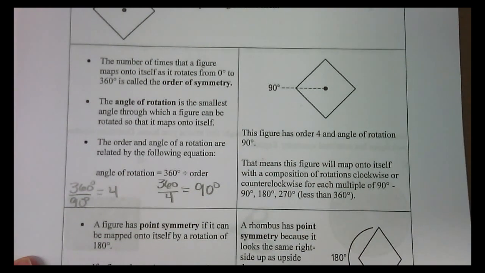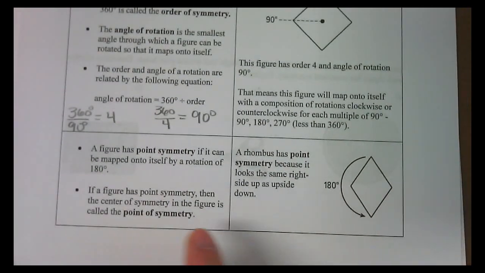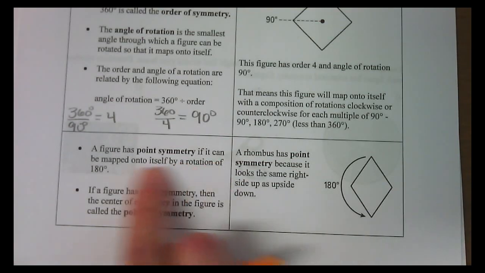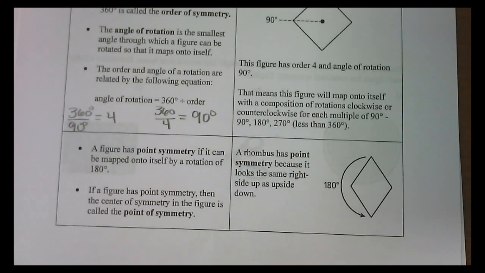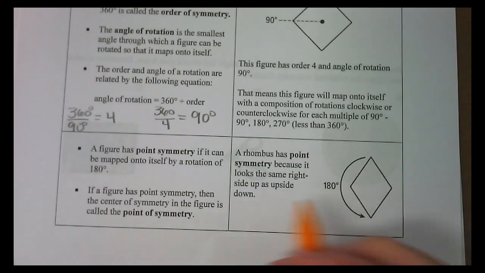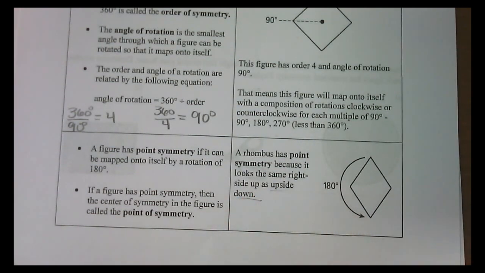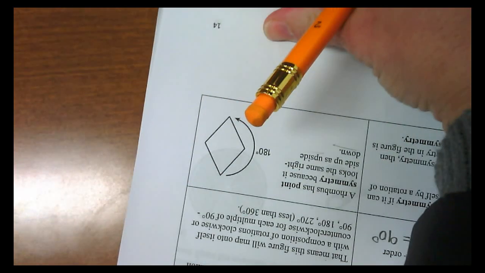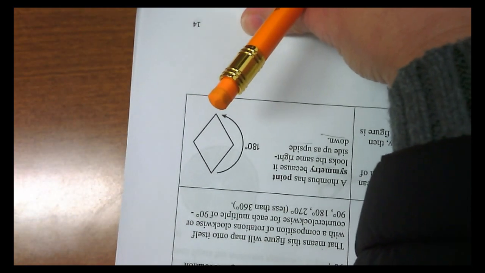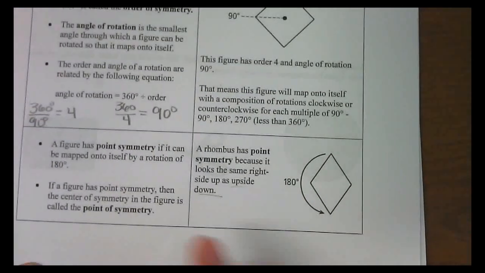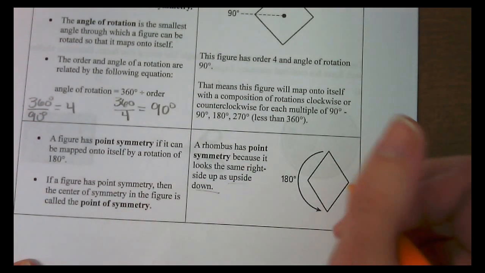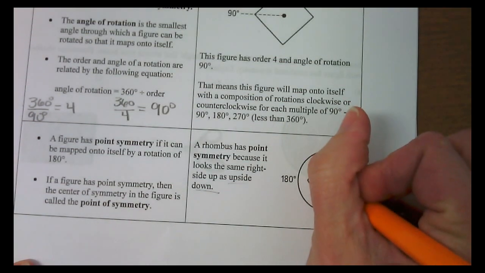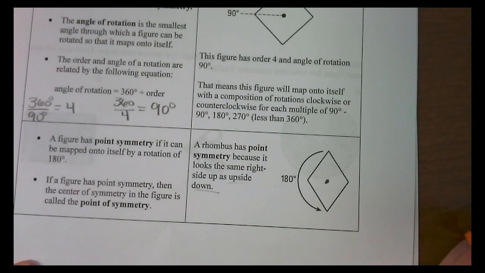Either way works. Okay. A figure has point symmetry if it can be mapped onto itself by a rotation of 180. When you rotate something 180, it's basically flipping it upside down, right? So completely turn it around. That's 180 degrees, and it looks exactly the same. So that's called point symmetry. The center of symmetry would be right here in the middle, and that would be our point of symmetry.